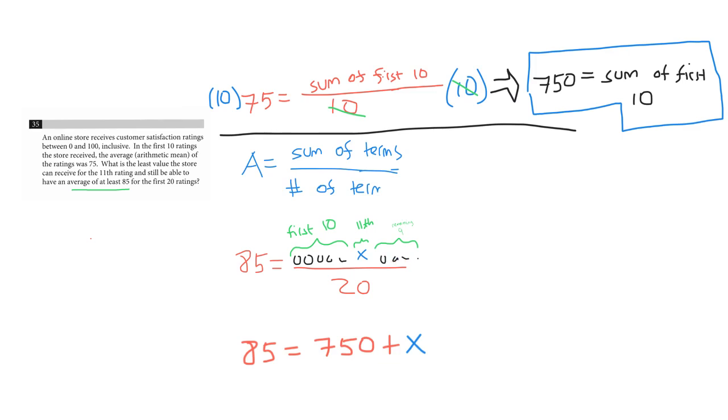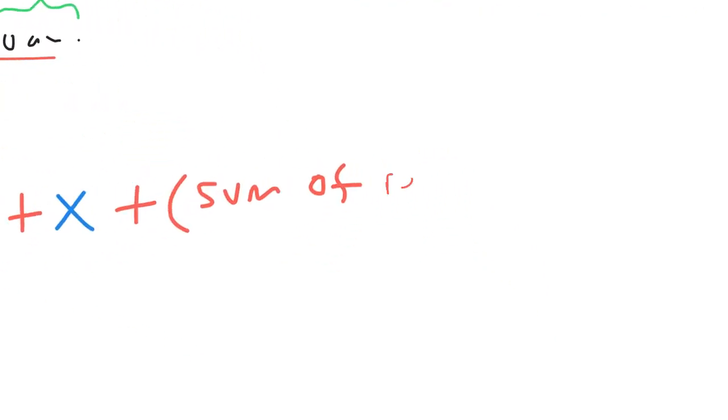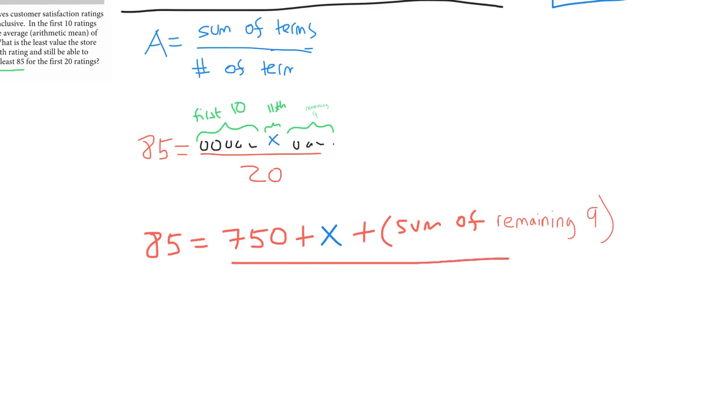This is very small writing, so just know that it's going to be plus the remaining 9. I'll just write it in parentheses. The sum of the remaining 9, and that's going to be all over 20. So this right here is nothing more than this rewritten, only now we know the sum of the first 10 is 750. The 11th term is still x. In fact, that's what we're trying to figure out in the problem, the smallest number that the 11th term could be. And then we have the sum of the remaining 9 over here.